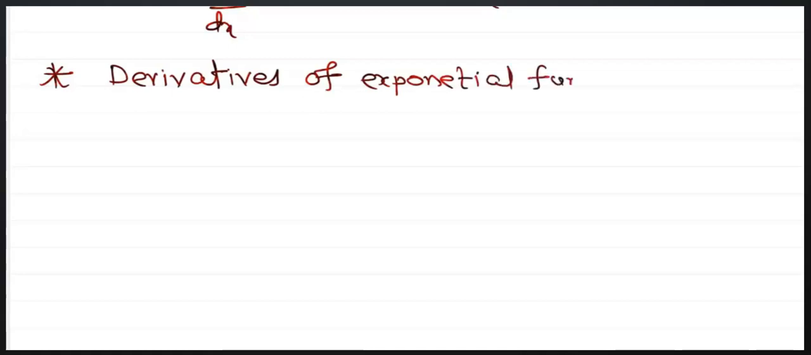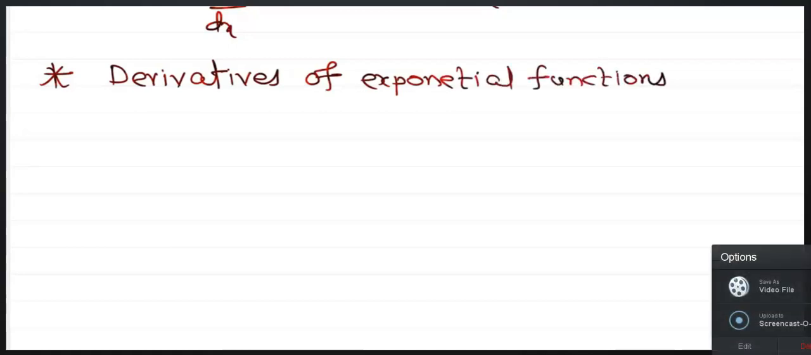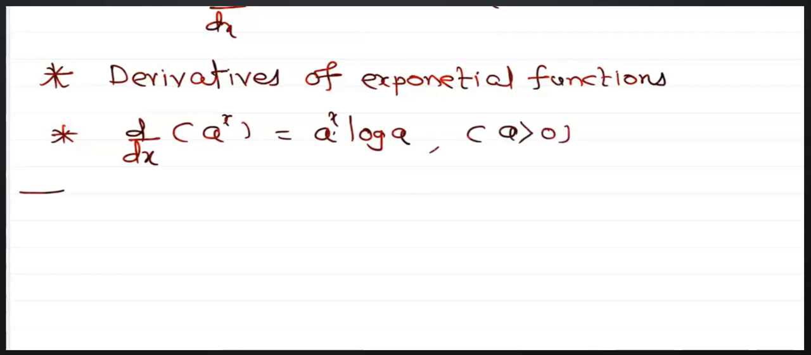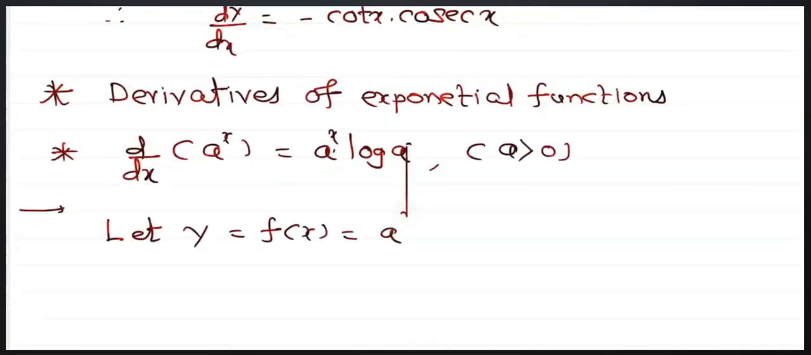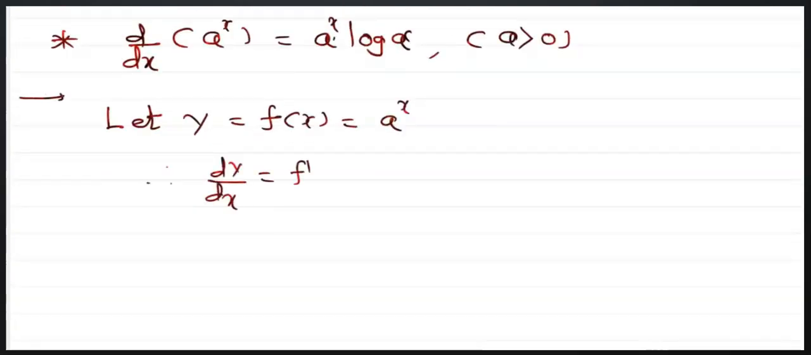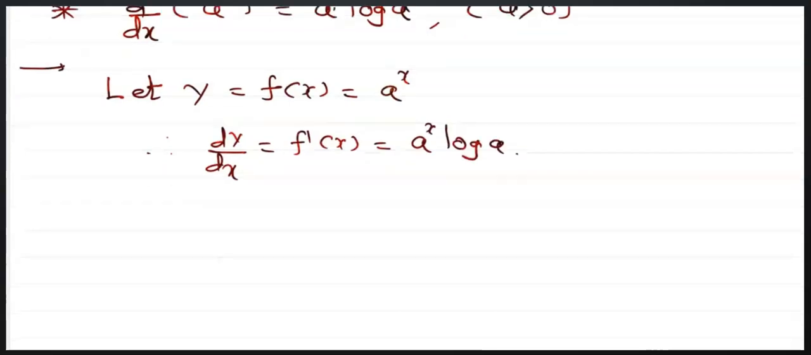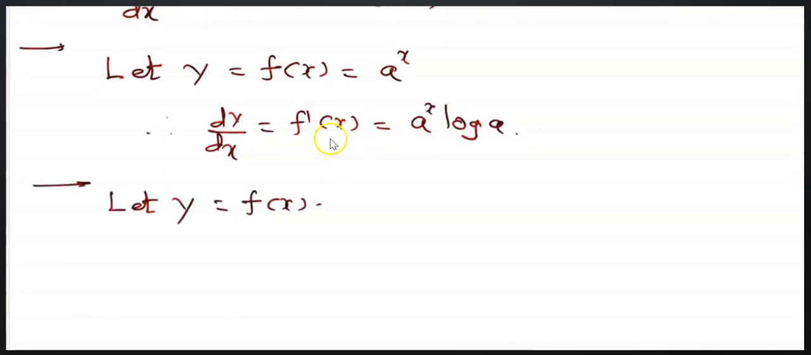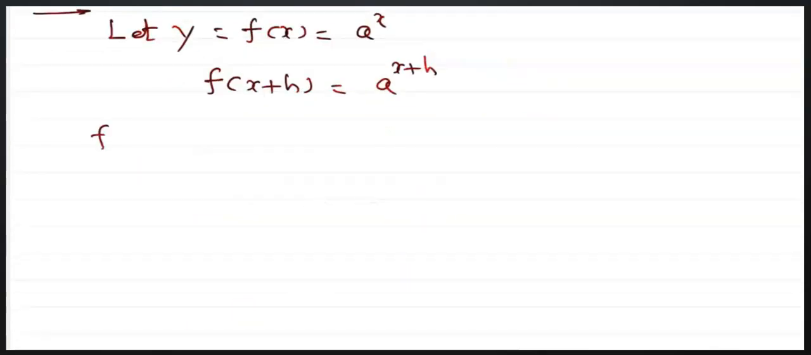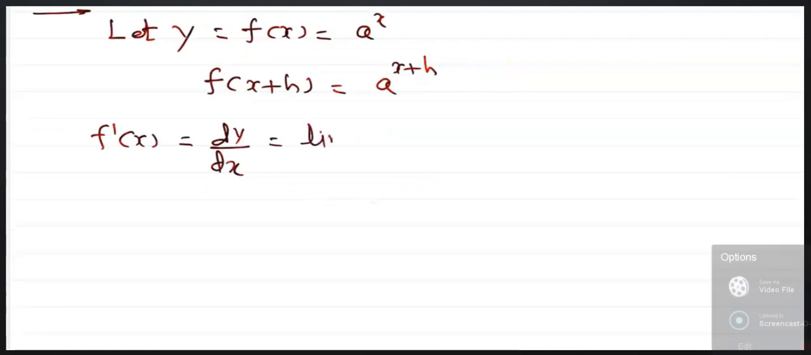Now, the derivative of exponential functions. What about the derivative of exponential functions? Means the derivative of e raised to x and a raised to x. Now the d/dx of a raised to x is equal to a raised to x into log of a, where a is positive. Y is equal to f of x, therefore is equal to a raised to x. Then dy by dx is equal to f dash of x is equal to a raised to x into log of a. Now we'll show by using the first principle.